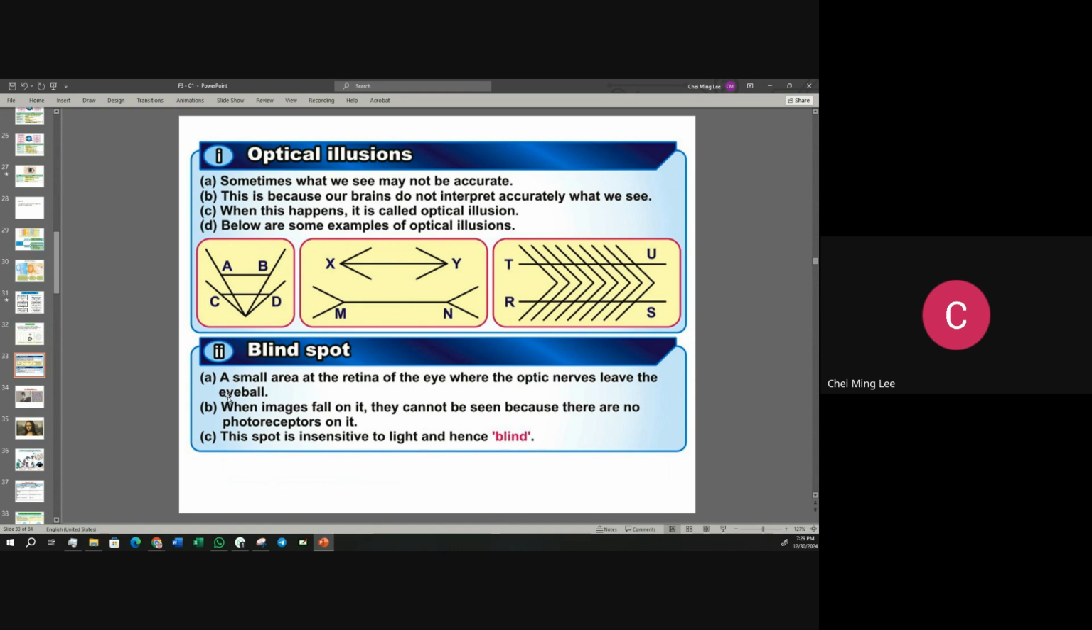As for the blind spot, it's a small area at the retina of the eye where there are no optic nerves. So when an image falls on it, you cannot see it because there are no photoreceptors there. This spot is insensitive to light, so we call it blind. But actually, the blind spot is not just that one. There is also a blind spot when we are driving a car, when a motorcycle is very near to the back left or back right, you might not see him, because the back mirror might not show it. That's the blind spot.